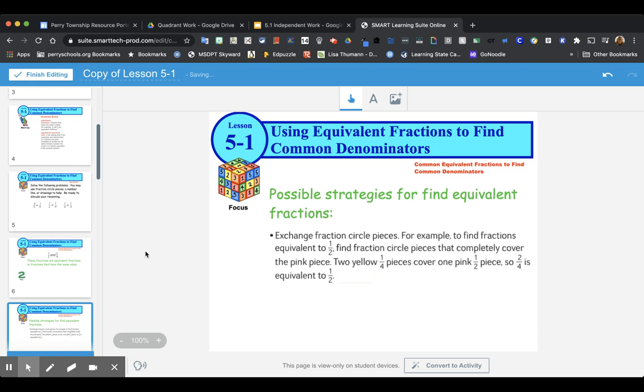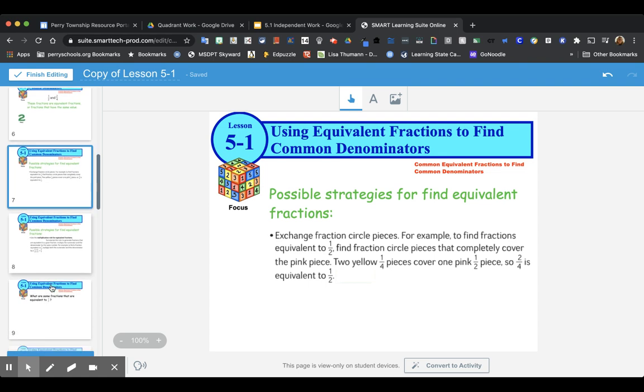Possible strategies for finding equivalent fractions would be as follows. You could exchange fraction circle pieces if you decided to use those. For example, to find fractions equivalent to 1/2, you find fraction circle pieces that completely cover the pink piece. Two yellow, which are 1/4 pieces, cover one pink 1/2 piece. So 2/4 is equivalent to 1/2.